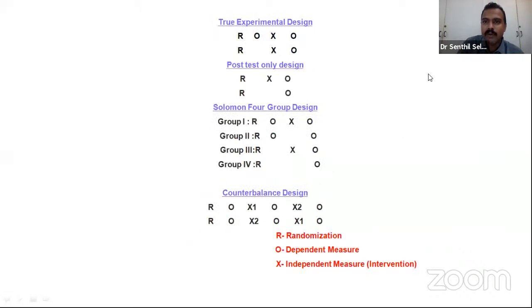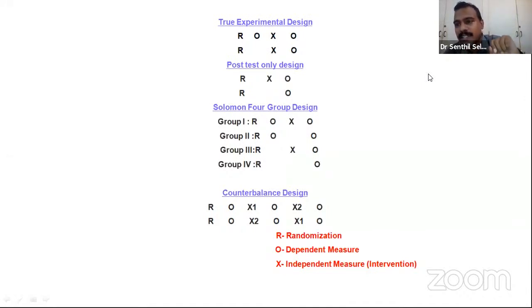So this is how the description or the formula is laid out for true experimental design. The first one is the true experimental design, where we have R, O, X, O. The R is the randomization. So first you are going to select the samples randomly. So randomization is one of the criteria, as I already told you. So here we have R, randomization.